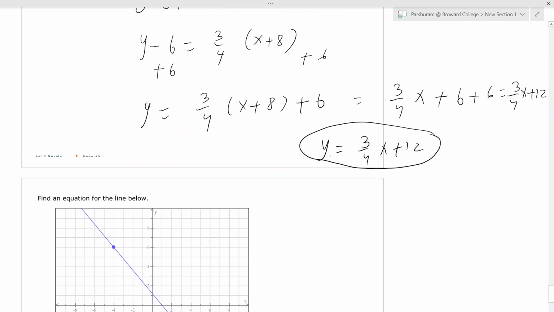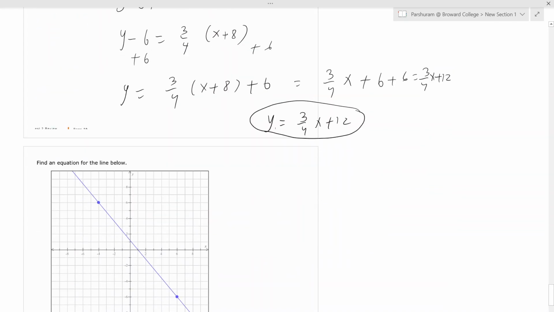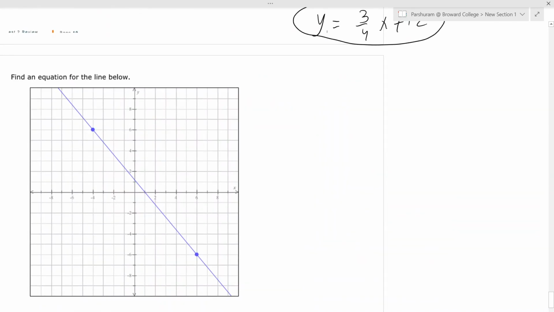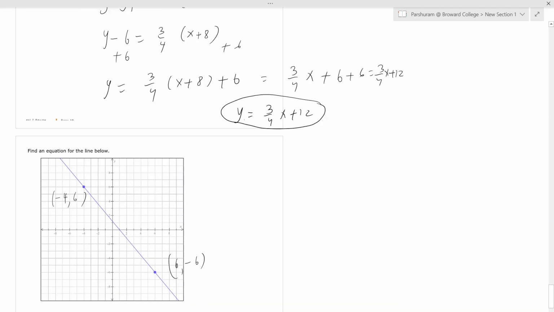That's problem 29. Finally, problem 30. We are given a graph and we need to find the equation of the line. By looking at this graph, we can see that this line is passing through (-4, 6) and (6, -6). Keep in mind, as I mentioned in problem 29, you can find the equation of a line if you know a point and the slope. We know two different points, but we don't know the slope. But we can find the slope if we know two different points.